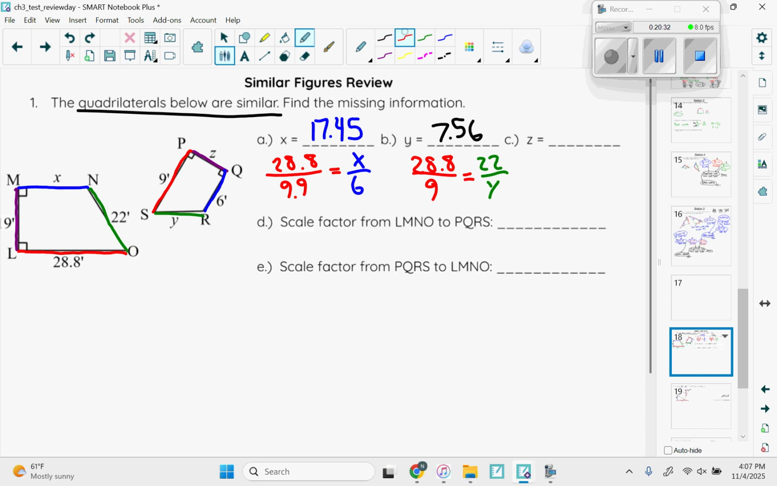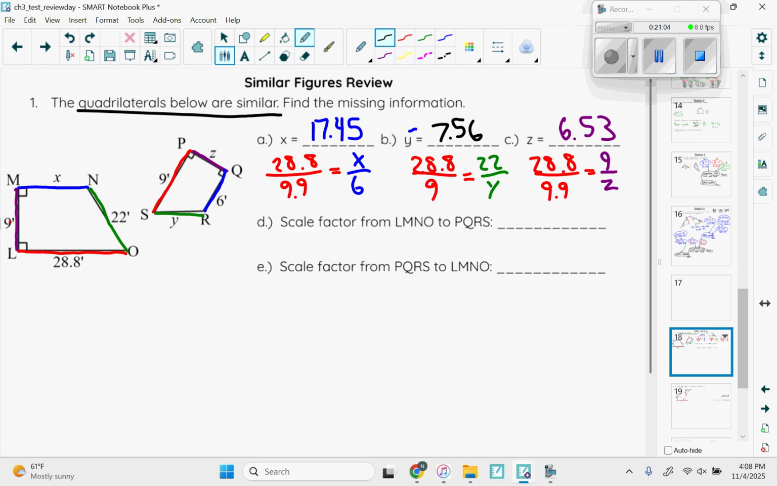And the last one, again, start with the ratio that's given, 28.8 over 9.9. And we're going to set that equal to our ratio for our corresponding purple sides. Again, 9 over z, big over little, since I did that for all my other ratios. And z will equal 6.53 when you solve that proportion.